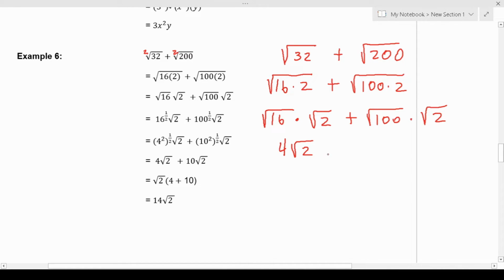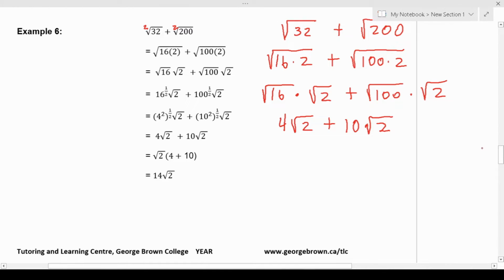Again, 4 times square root 2 is the same thing. Plus, the square root of 100 is 10. So this becomes 10 times the square root of 2, which looks like that. Okay? And we can even take this a step further if we wanted to. We can factor out a square root of 2, which will leave us with 4 plus 10. Of course, 4 plus 10 is 14. So this becomes 14 square root 2.